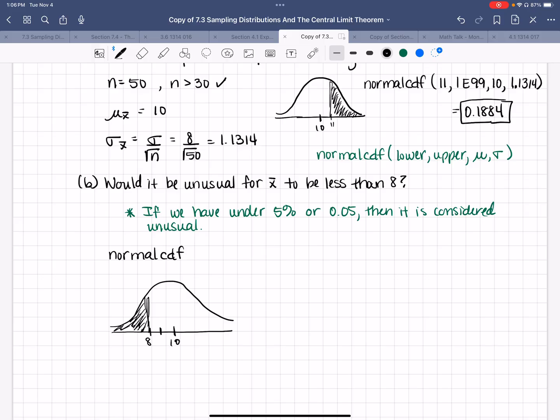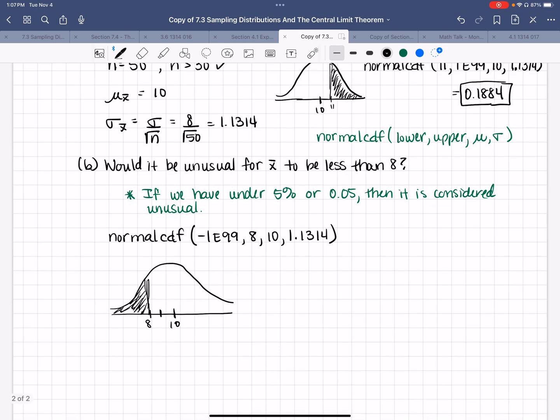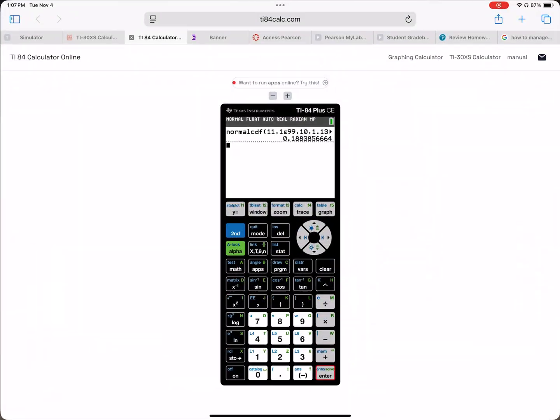So I've got normal CDF. My lower limit is negative 1, E99. I'm going up to 8. I still have a mean of 10, and I have a standard deviation of 1.1314. Okay, so I'm going to go over here back to my calculator. And I'm actually going to retype it.